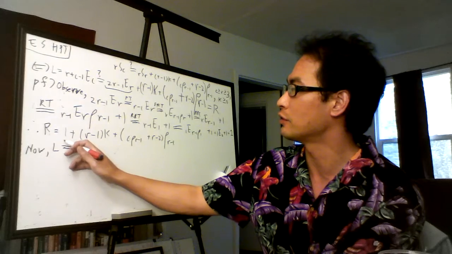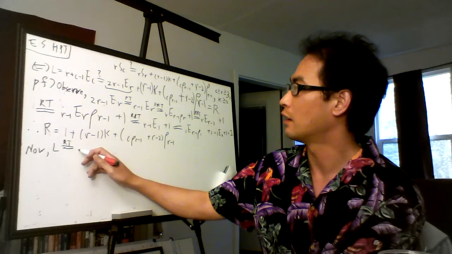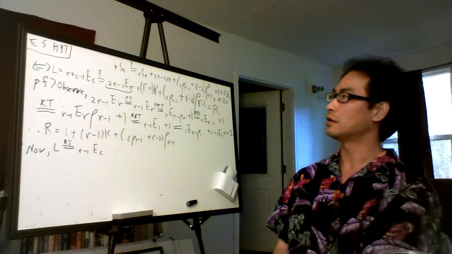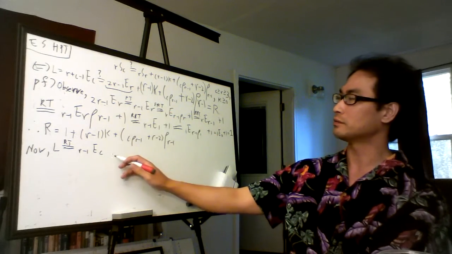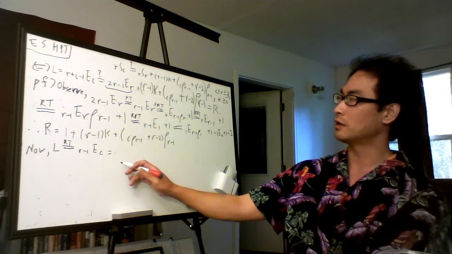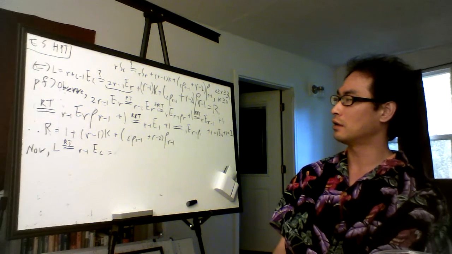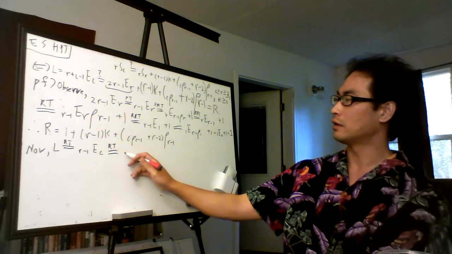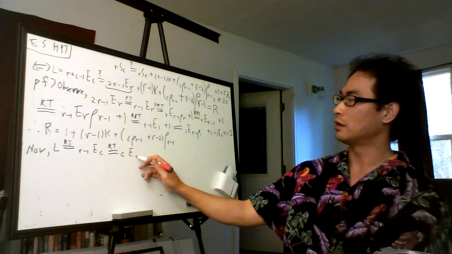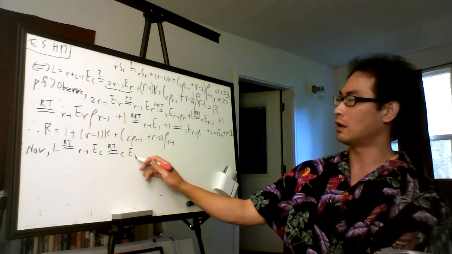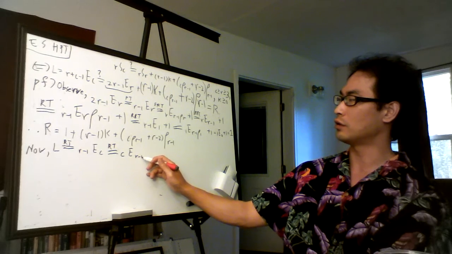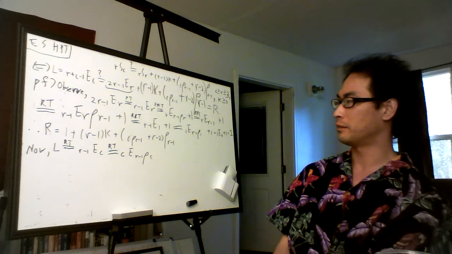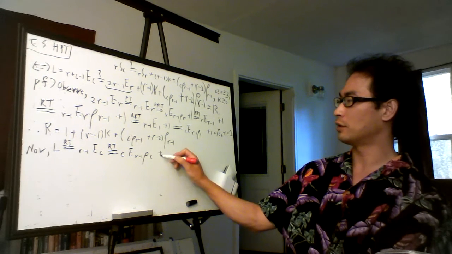By the reduction theorem, R minus 1 E C. You're just subtracting C. So by the reduction theorem, C E R minus 1 rho C plus 1.